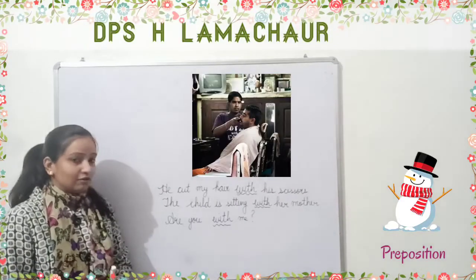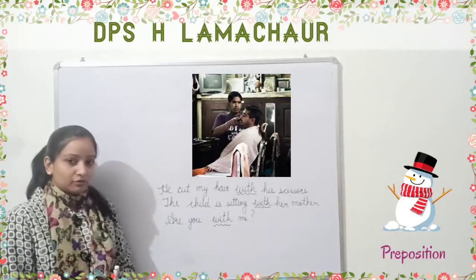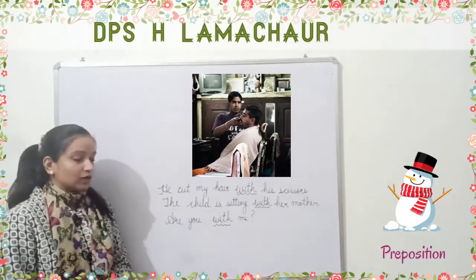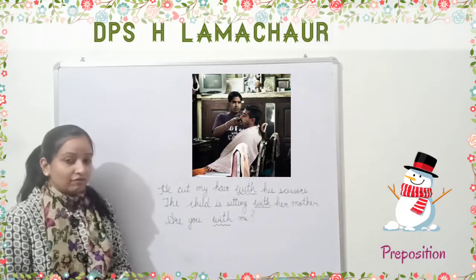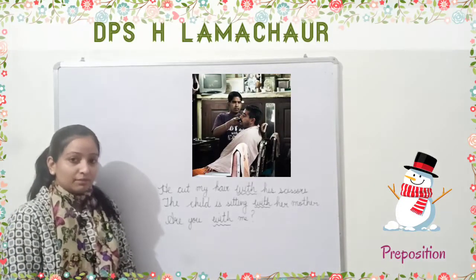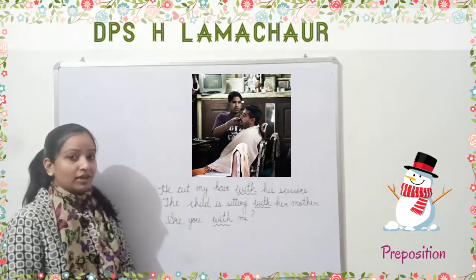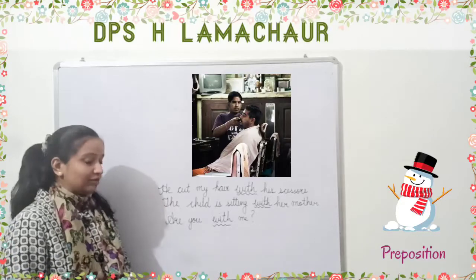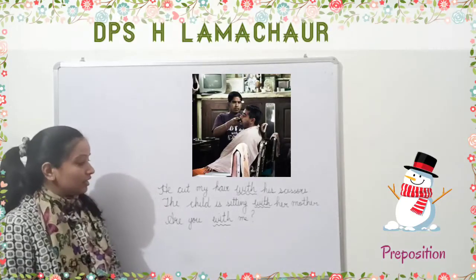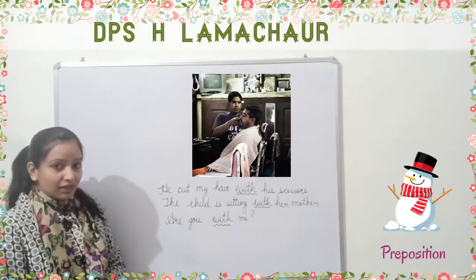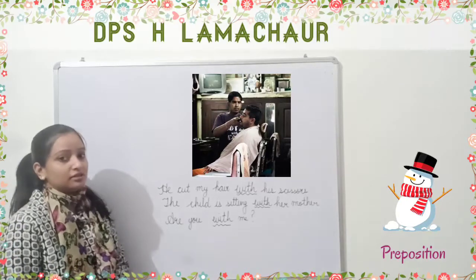He cut my hair with his scissors. Here the preposition is with. So when do we use with? When we have to show the use of something, then we use with. Use of any object or tool, then we use with. Here you can see, he cut my hair with his scissors, means using his scissors.